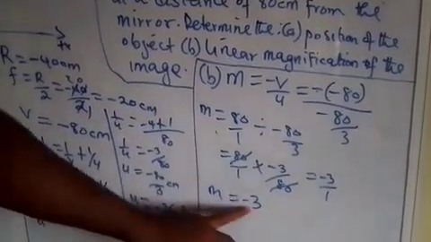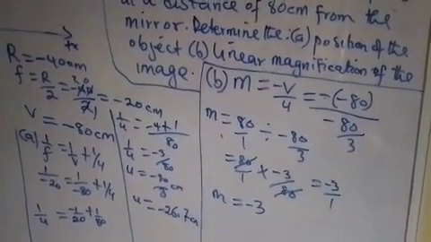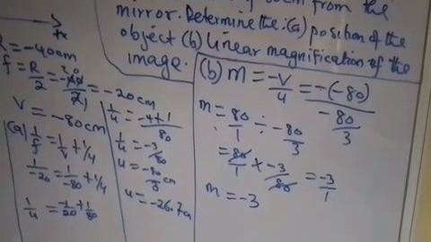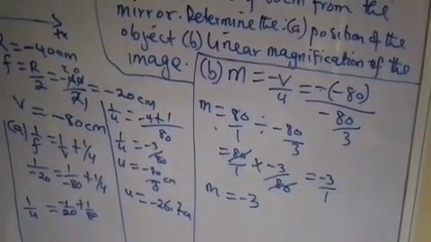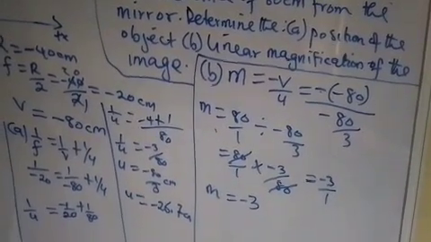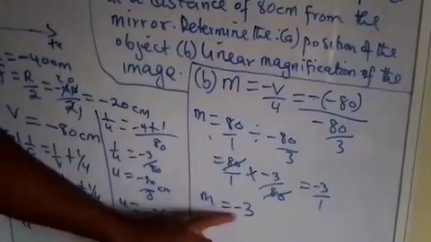Now, what is the essence of the minus? It means the image was inverted. If the object was standing upright, the image was inverted, pointing down. If the object was pointed downwards at the beginning, it means the image was standing. That's the essence of this.